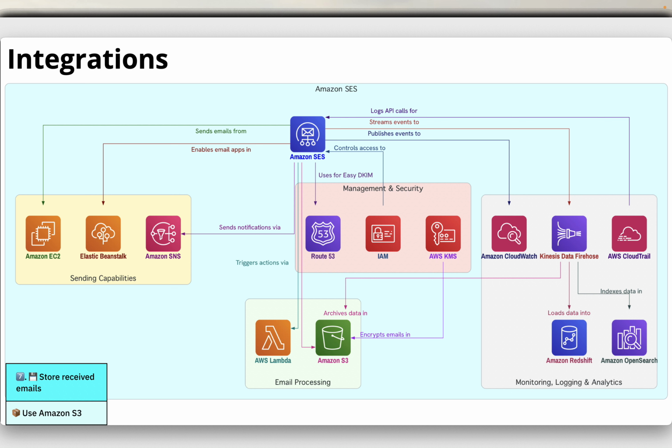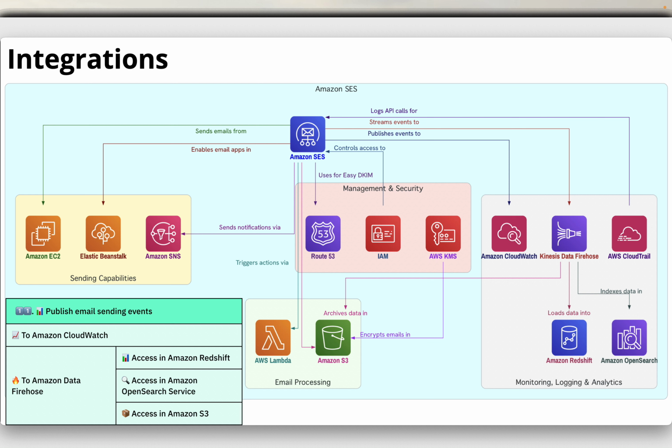Then you can store emails you receive in Amazon Simple Storage Service, S3. You can take action on your received emails by triggering AWS Lambda functions. You can use AWS Key Management Service, KMS, to optionally encrypt the emails that you have received in your Amazon S3 bucket. You can use AWS CloudTrail to log Amazon SES API calls that you make using the console or the Amazon SES API.